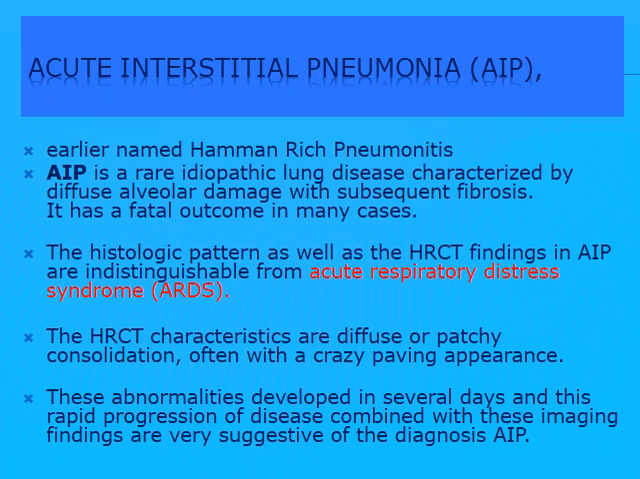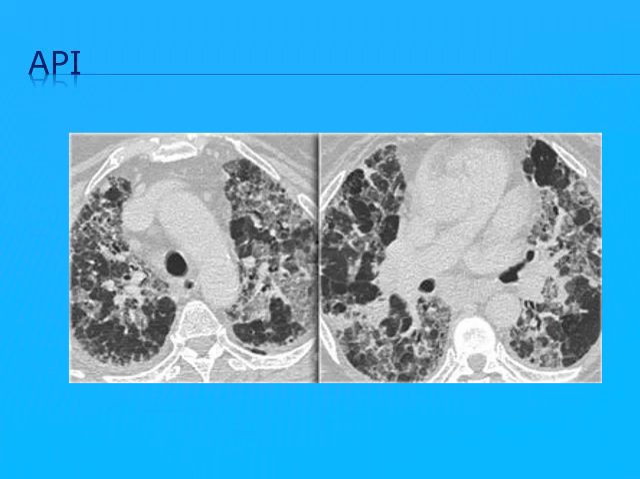The high-resolution characteristic features include diffuse or patchy consolidation, crazy paving appearance, ground glass opacities. These abnormalities develop in several days, and this rapid progression of the disease combined with the imaging findings is very suggestive of the diagnosis of acute interstitial pneumonia. This is how it appears. It looks like ground glass opacities like this, in addition to the crazy paving pattern, or it can be white lung with consolidation simulating pulmonary edema, extensive pulmonary edema, and ARDS.